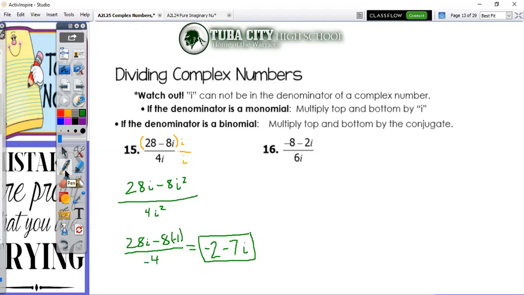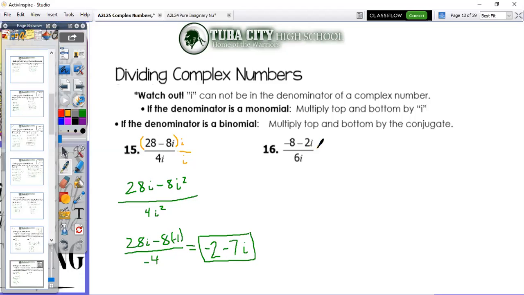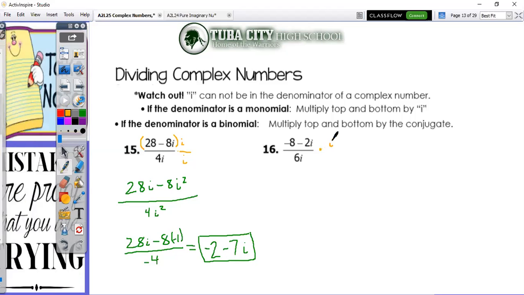There are a couple of things I could have done there to make it a little bit smoother. Well, let's go ahead and get to this next one now. Same thing, times i over i. And I'm going to have to put a group here. So negative i, 8i here, multiply that by i.